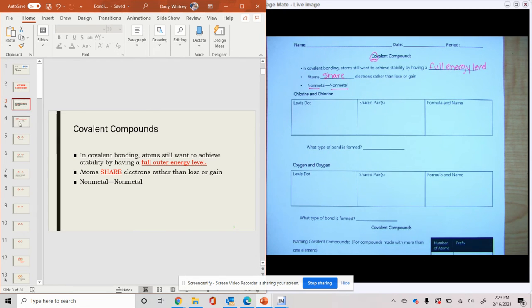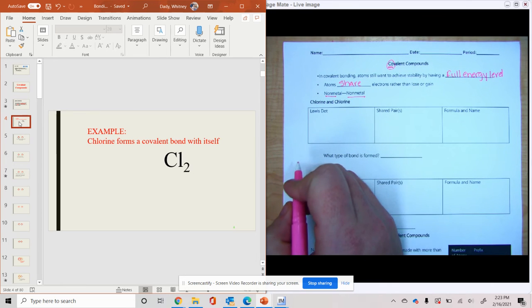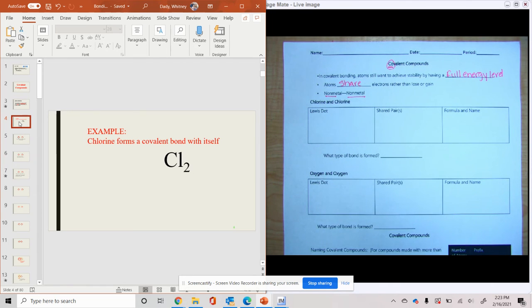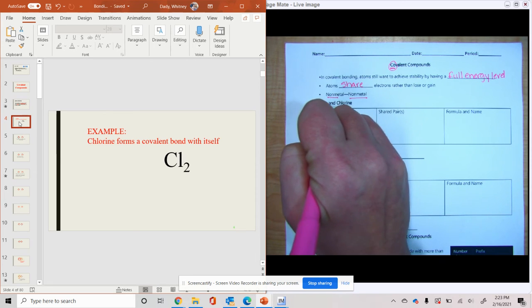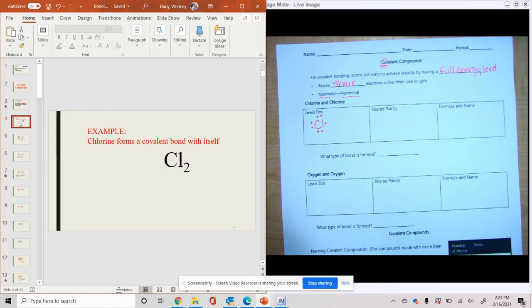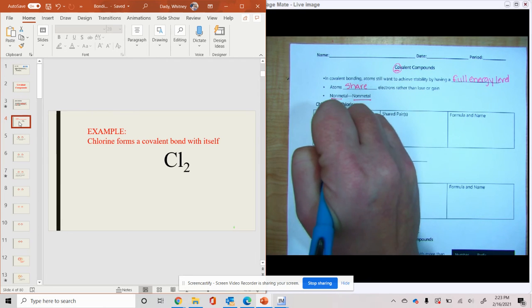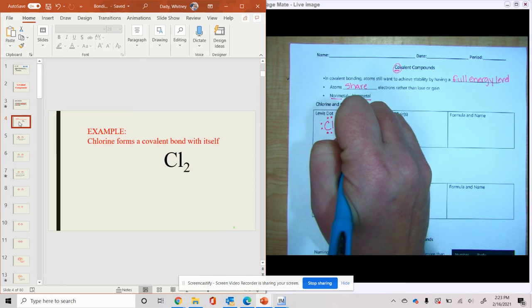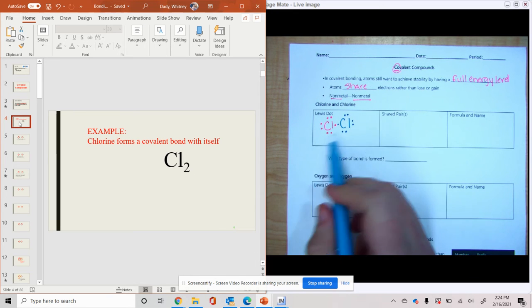And so let's look at one example. All right, chlorine. Chlorine can form a covalent bond with itself. Let's look at chlorine. When we look at our periodic table, chlorine has 7 valence electrons. Okay, if I want to bond chlorine with another chlorine, you're not going to be responsible for drawing these diagrams this year. I'm just showing you so that you understand. Okay, and so this is what the Lewis dot would look like.